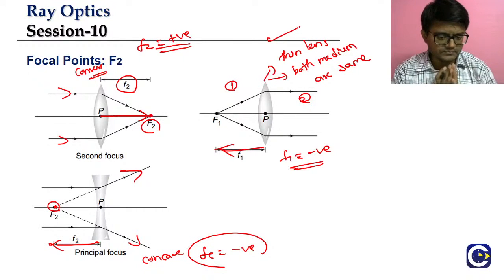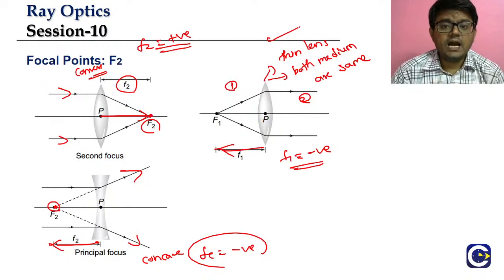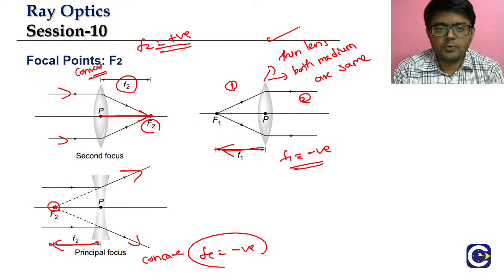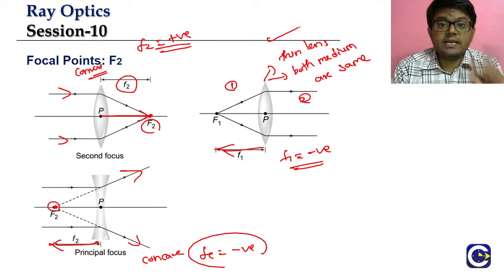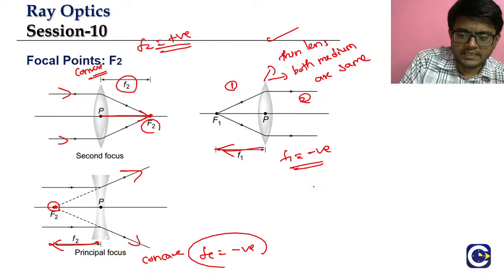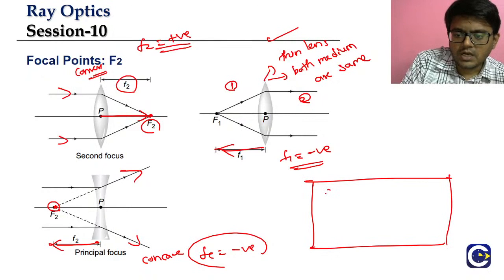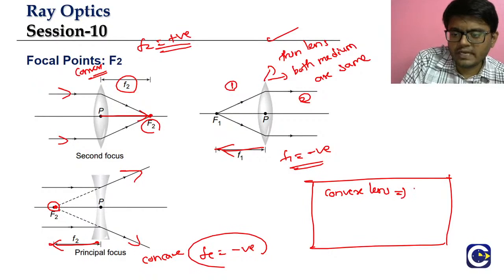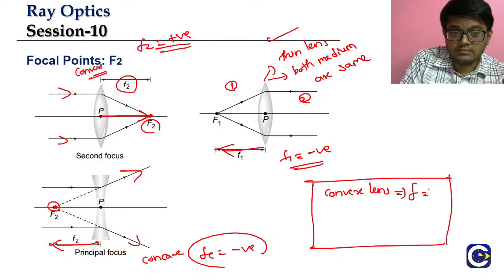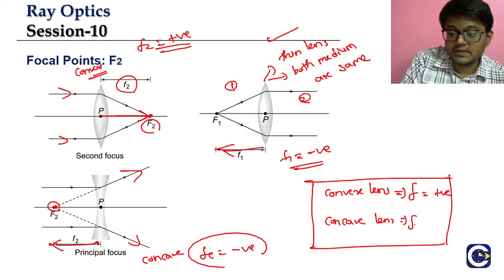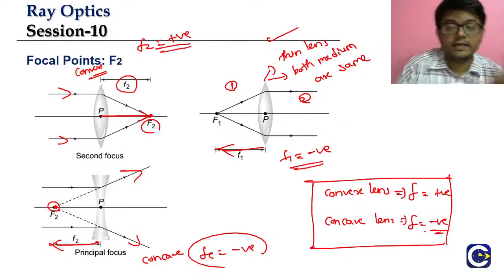Okay, so this is about the understanding of the focal points. We'll have two focal points, but we'll be considering only f2. So for the sake of clarity, when we talk about convex lens focal length, because f2 is what we consider, it will be positive. For a concave lens it will be negative.